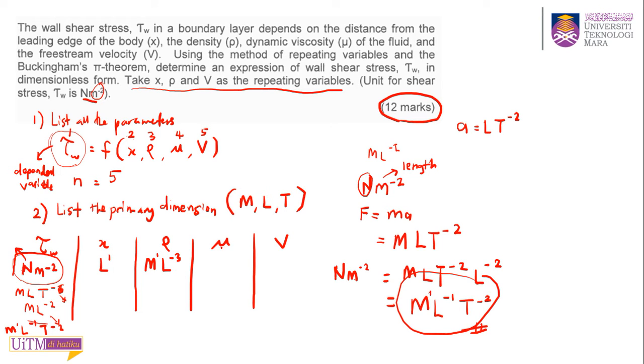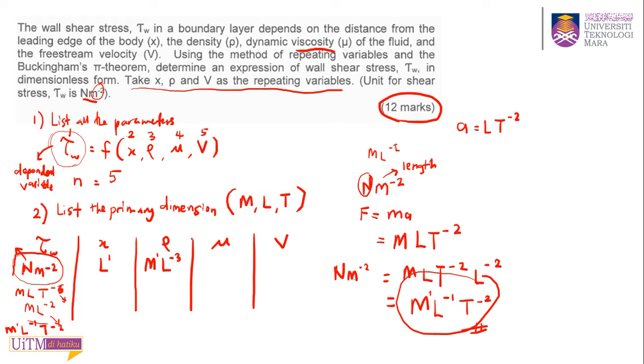How about the mu? This is another thing that is quite difficult. The mu is viscosity. What is viscosity? That's why the trickiest part in chapter 5 is to know the equation for those parameters. Viscosity, what is its equation? Force, what is its equation? Density, what is its equation? Velocity, what is its equation? Then you can know the primary dimension.